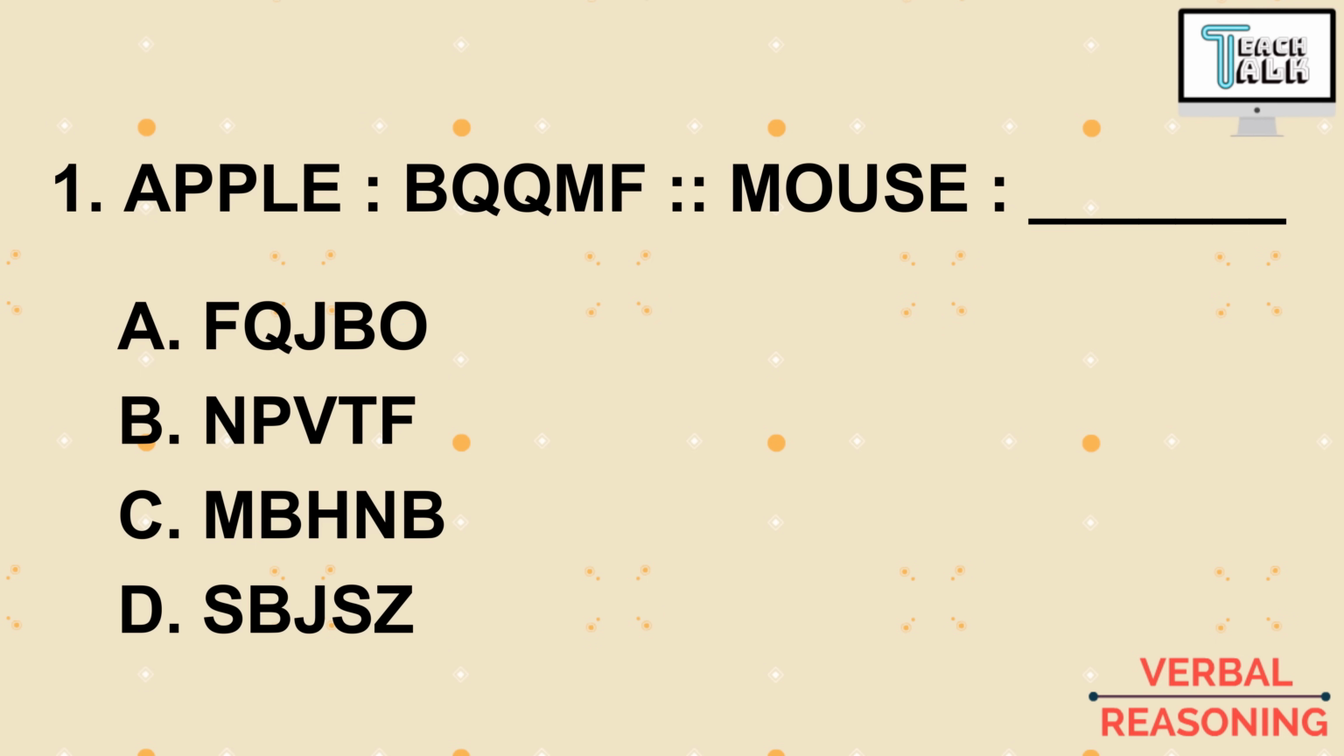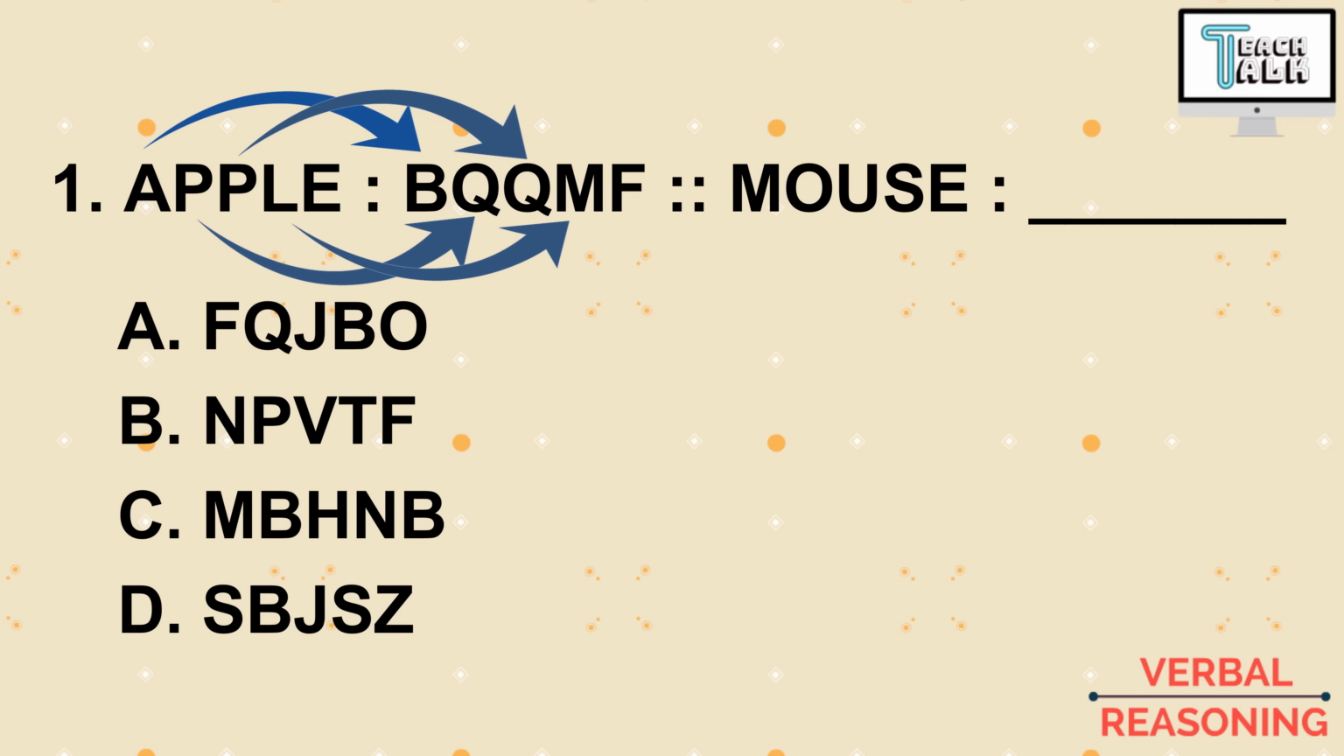Let's analyze the given analogy. The word apple is paired with BQQMF. If you can notice, the letter A is paired with letter B, which comes after it. So A is paired with B. Then P is paired with Q, which is the letter that comes after it. Then another P is paired with Q. Letter L is paired with M. And letter E is paired with F. Using the same analogy, what do you think is the pair for the word mouse?